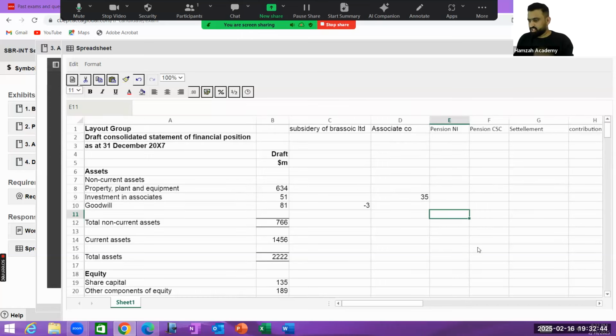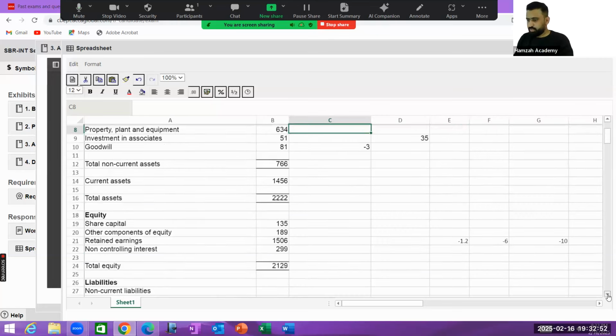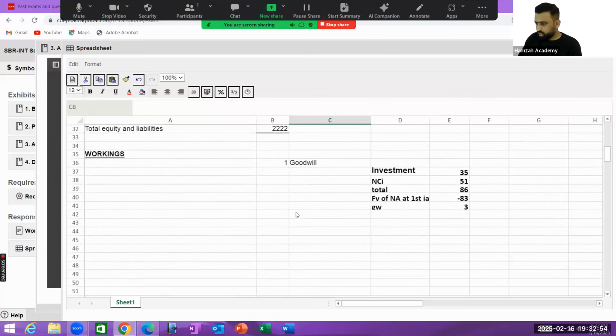The other thing which we need to adjust is the property, plant, and equipment. Now, for that purpose, we need to do another working, that is working number 2, and it is relating to property, plant, and equipment. Now, there is a fair value adjustment which has been carried out at the date of acquisition relating to property, plant, and equipment. Now, at the date of acquisition, the fair value of the net asset was 83. That is given in the question.